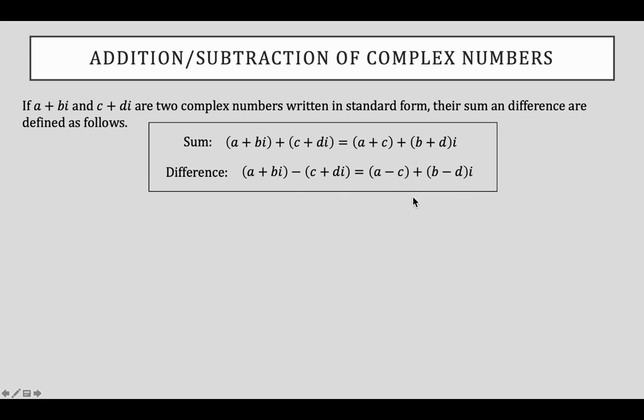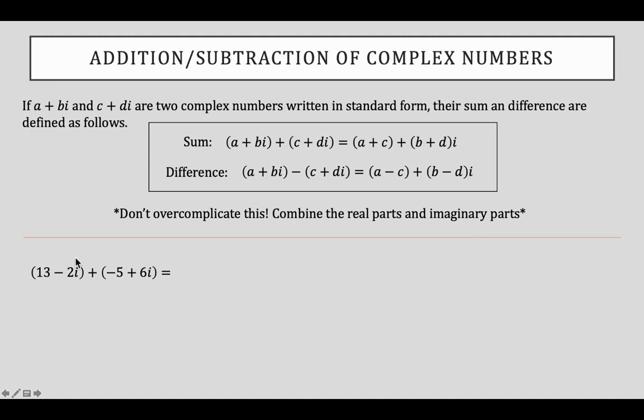Now, this all looks very confusing. Don't worry about these formulas. There is no need to write them down at all. All you need to do is combine your like terms. In other words, combine the real parts and combine the imaginary parts of your complex number. 13 minus 2i plus negative 5 plus 6i.